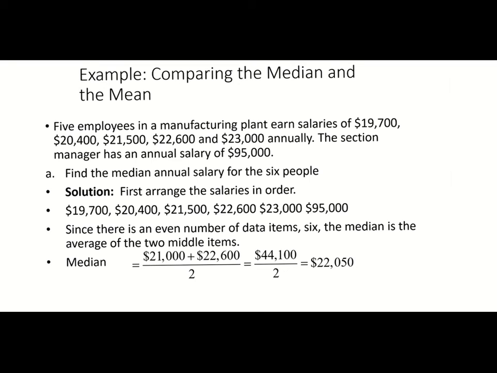So first, they arrange them in order from least to greatest. And there are 6 people, so that means we have an even number. So the middle 2 numbers are going to be my $21,500 and $22,600. So when we find the average of those two, the median salary is $22,050, which seems fairly good for a representative there because most of the salaries are in that range.